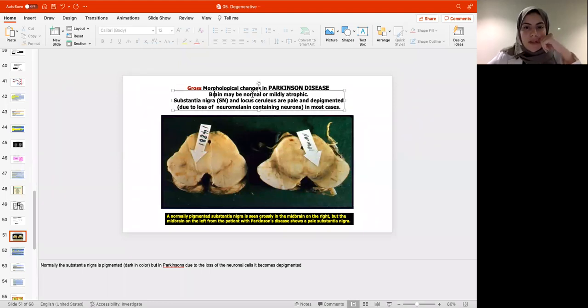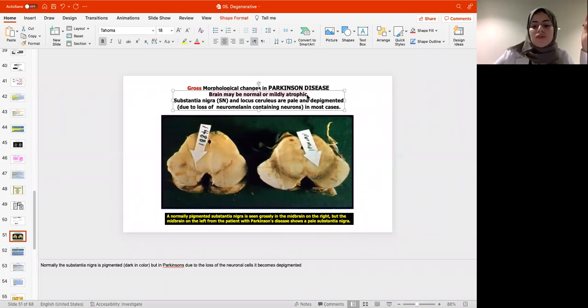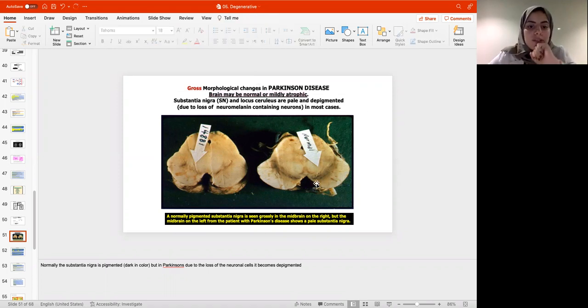Remember, the brain can be normal or mildly atrophic. Okay, so the general brain might not look like it's affected. It's just the substantia nigra, unlike AD or frontotemporal dementia, where the brain gets affected and there's atrophy. Here there's not that much. It's mainly, again, the substantia nigra.